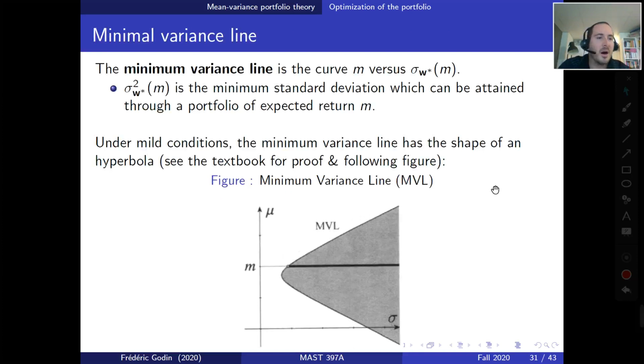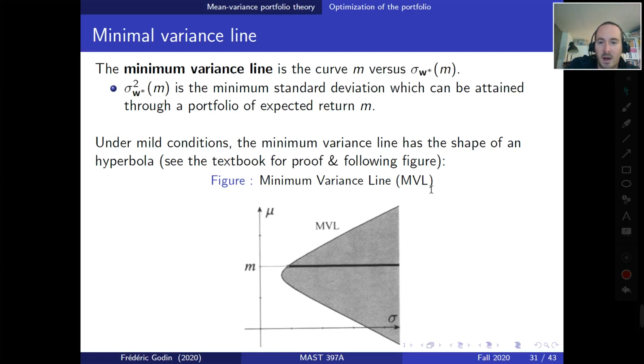Now we've found the optimal portfolio and its variance for a given value of M. But we can repeat this experiment for many values of M and see what the optimal portfolio and its variance look like. This allows us to define what we call the minimum variance line. The minimum variance line is the curve of M versus the standard deviation, not the variance, so the square root of the variance of the optimal portfolio which has an expected return of M.